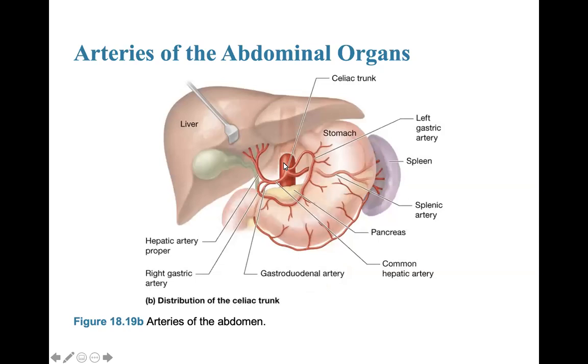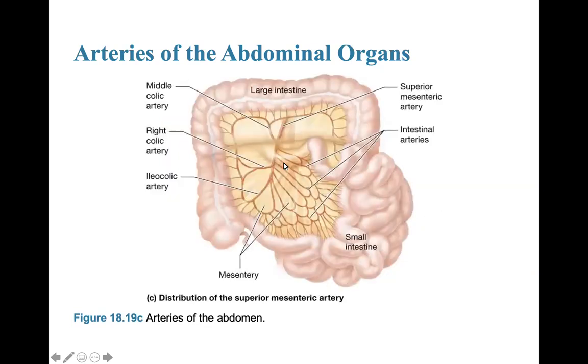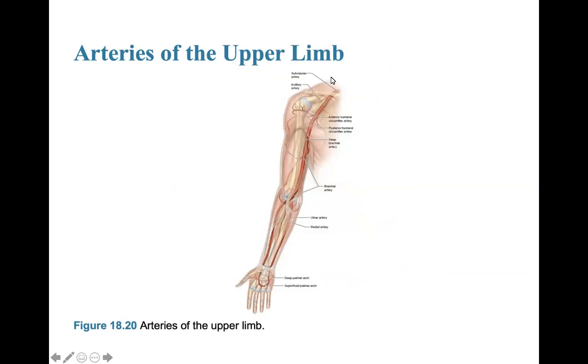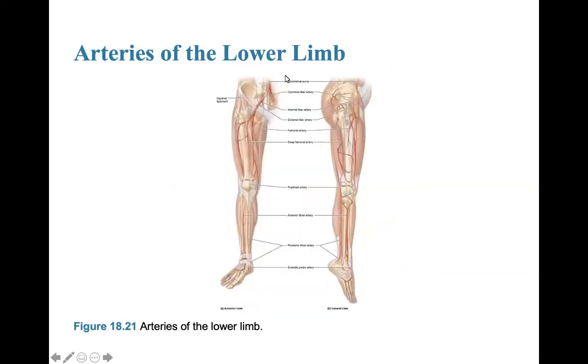Here you can see the mesenterics. Upper limb, we have the subclavian. Subclavian is going to branch into the brachial artery, which will then branch into the radial and ulnar arteries. In the leg, you have the abdominal aorta, which is going to branch into the common iliac, and remember that that's going to branch into the internal and external iliacs, which will supply either the pelvic or the lower limb there.